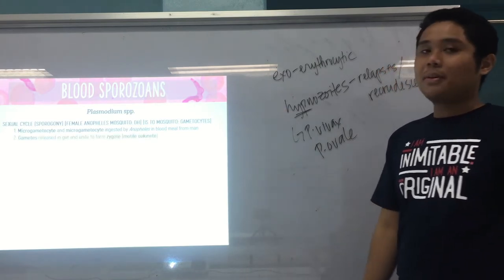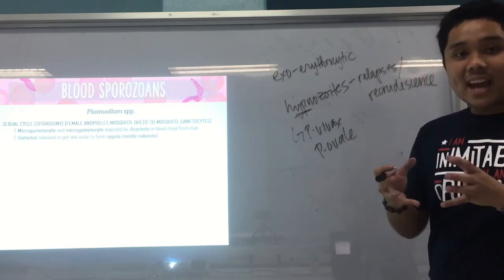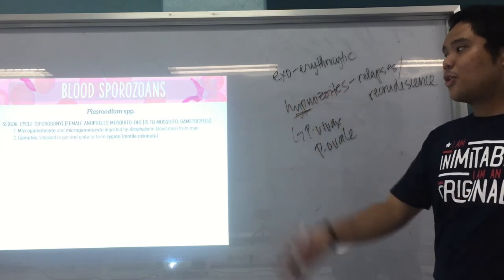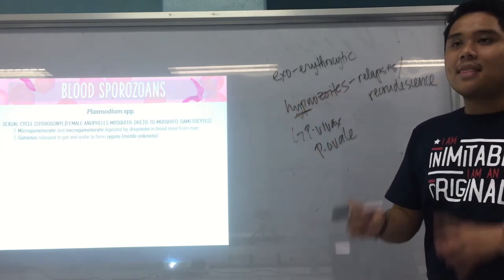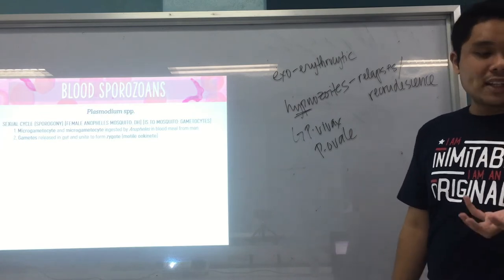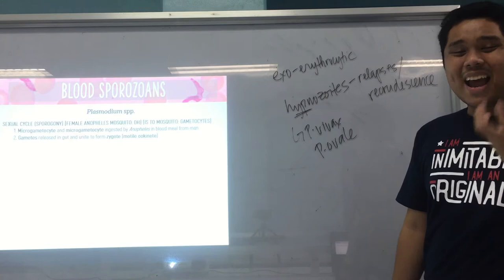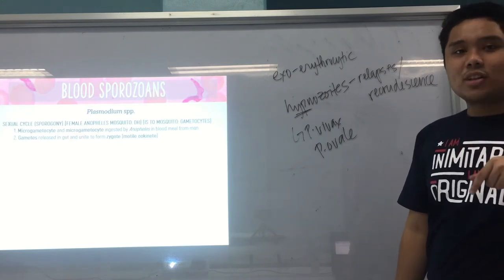And these microgametocyte and macrogametocyte again mate. They have sex, or they mate, and they produce what we call your gametes. And the gametes unite to form what we call your zygote, which is a motile ookinete. So it's a fertilized egg that is motile. So it has a flagella, something like that.